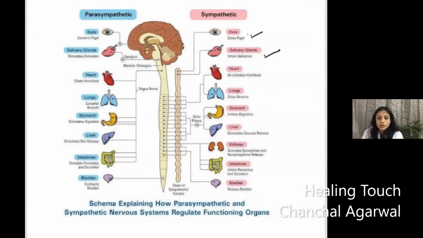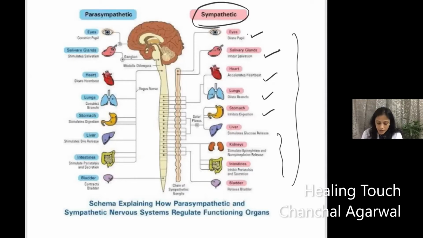So dry mouth under emergency condition, pupils dilate, heartbeat increases, breathing gets affected, stomach inhibits the secretion. So what happens is you don't feel hungry under emergency conditions. So all these situations, all these conditions, if you see, are nothing but emergency situations. So what is activating this? The sympathetic nervous system. Whereas the opposite to that is parasympathetic.